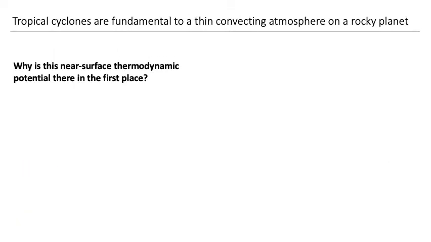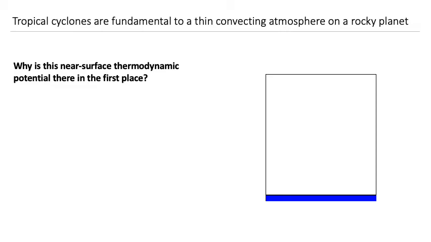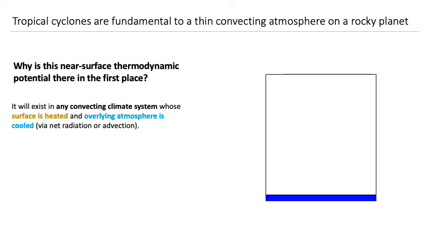So we can go one more step: why is this near surface thermodynamic potential there in the first place? Why do we have subsaturated air? Or why is there a difference? Why isn't the air, the temperature and moisture, just exactly the same as the surface beneath it, particularly over the ocean? We can think about this in a conceptual and quantitative way. Consider a column of atmosphere, or you could think about it as the average tropics as a whole if you want to, with the ocean surface at the bottom and then an atmosphere above it.